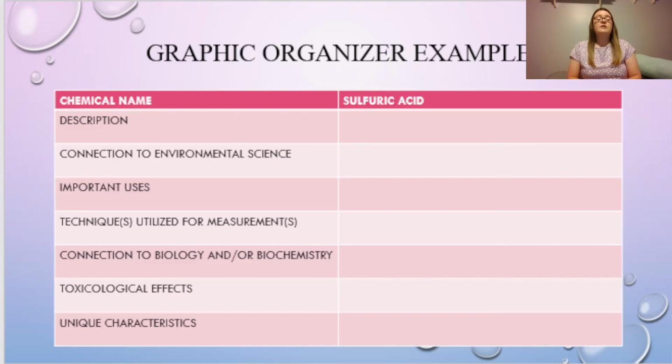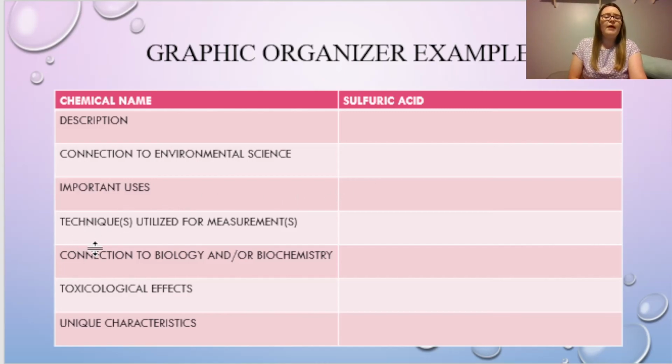And so this could be a specific graphic organizer example I believe I would use. You would have a chemical name at the top, and then you would have sulfuric acid for our example. Then the students would go through, and this could be the description part, where they could write out the description. Another part is the connection to environmental science, so the environmental monitoring that we went through, or they can even research another example and write it in the blank. They could then talk about the important uses of sulfuric acid.